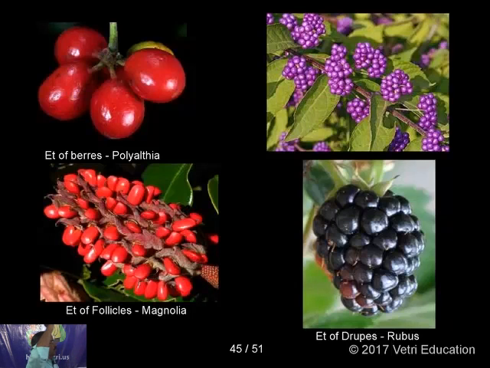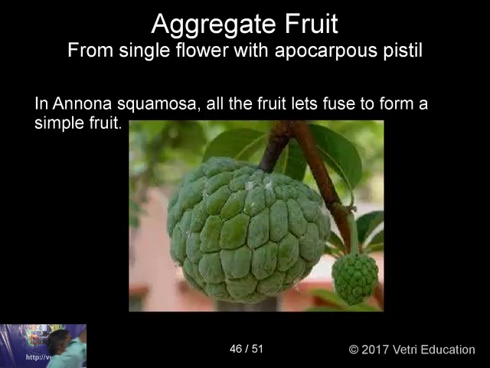Here in Polyalthia, this is called etaerio of berries. And here in Magnolia you can find the follicles. Here you can find the drupes, and these are achenes. Whereas in Annona squamosa, this is an etaerio of berries. All the berries unite together to form a simple fruit. This is the speciality you can find in Annona squamosa.